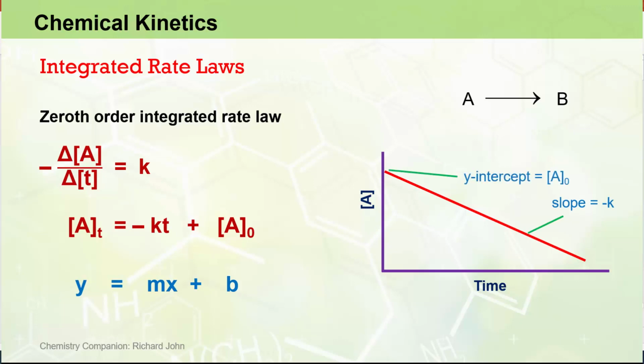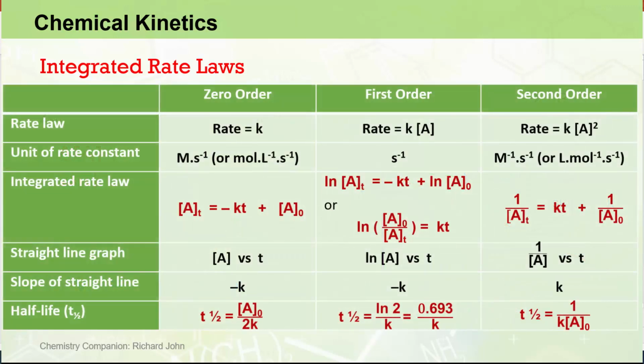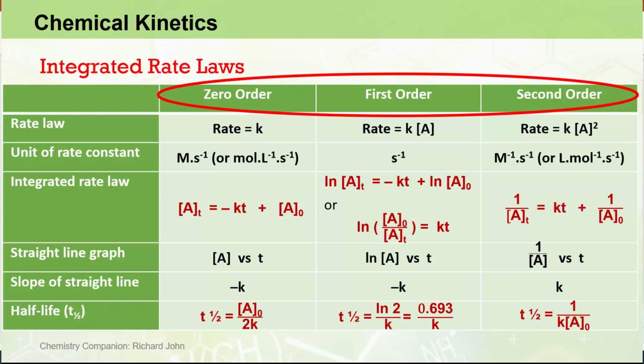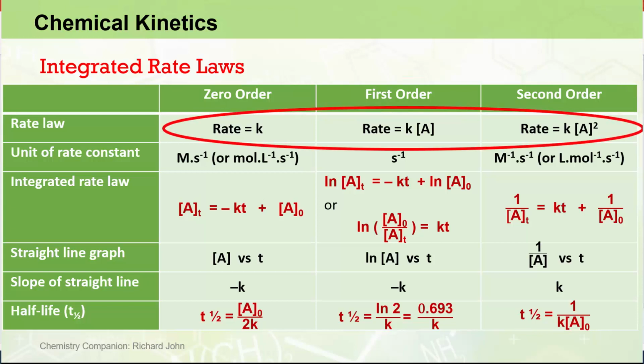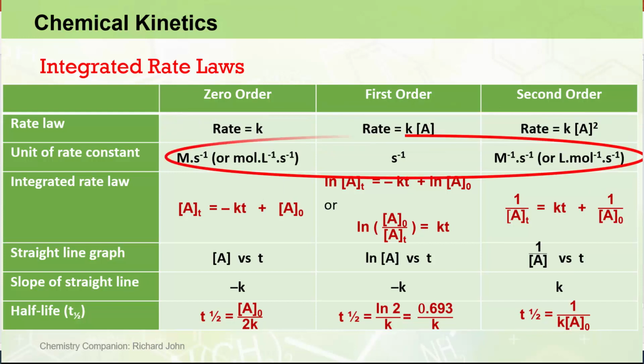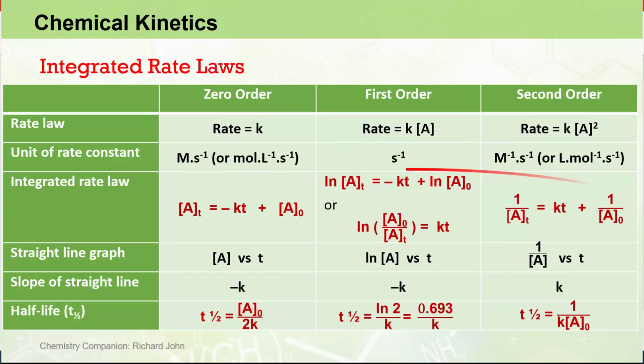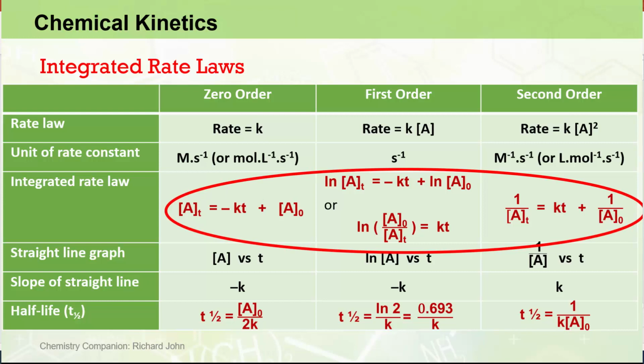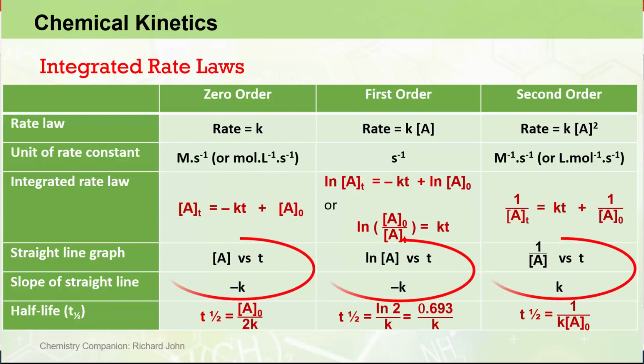starting concentration of A. This table here summarizes all of the important relationships for integrated rate laws, which relate the concentration of a reactant to time during the course of a reaction. The table considers the case for the reactants that conform to zero, first, and second order rate kinetics, and shows the equations for the rate law in each case. It shows the units for the rate constant in each case. It shows the integrated rate law equation in each case. And it shows the information for the straight line graphs in each case, which allow us to determine which variables to plot against which other variables in each case.